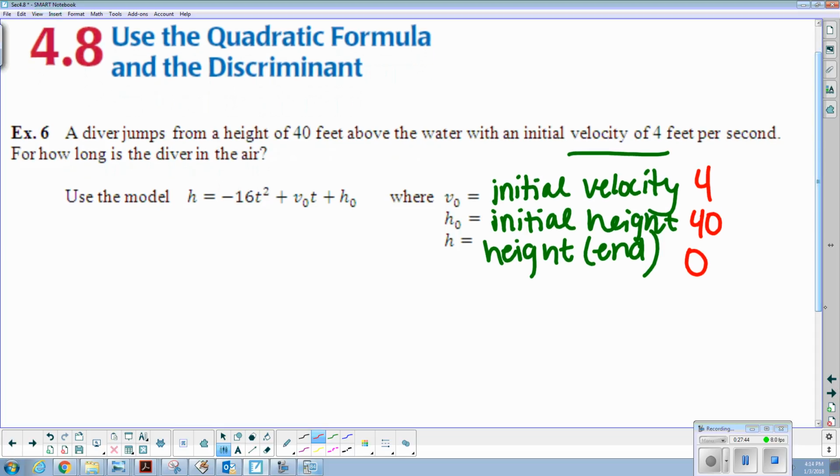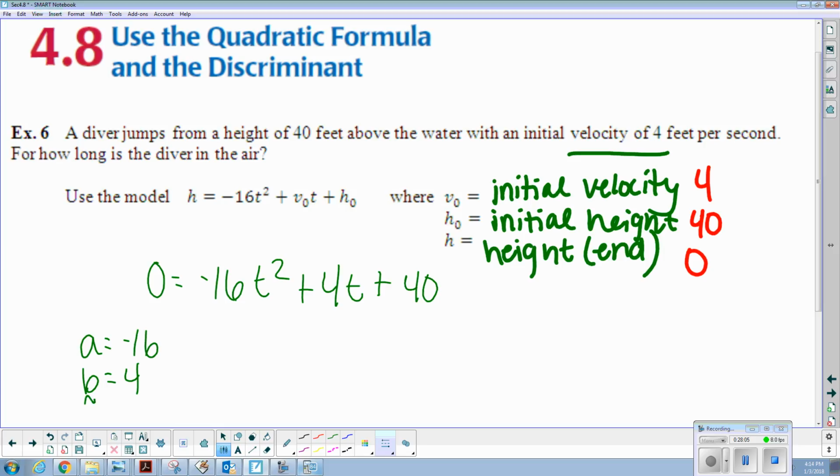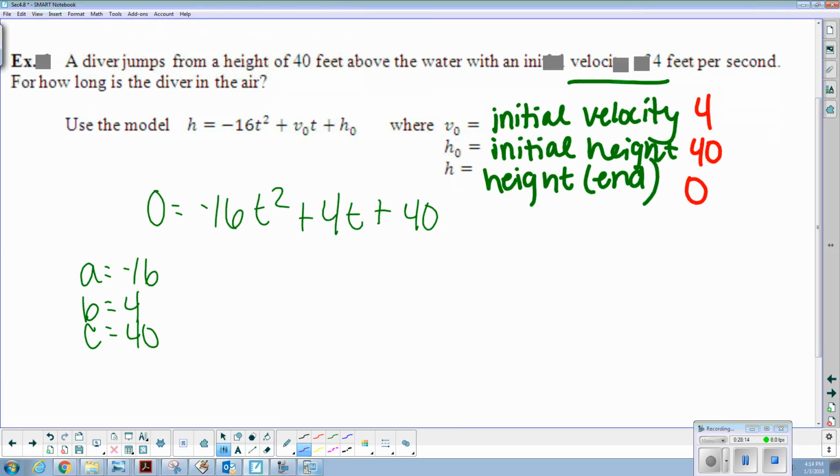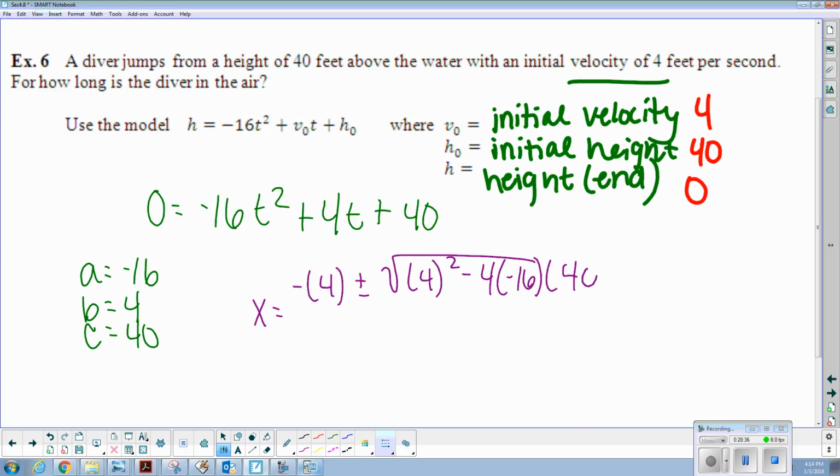So we can use the quadratic formula, but first we need to write it out. So we need to write out our equation. So we have 0 equals negative 16 t squared plus 4t plus 40. It's already in standard form. Our a is negative 16, our b is 4, and our c is 40. Now we can plug this into the actual quadratic formula. And that gives us x is equal to negative b plus or minus the square root of b squared minus 4 times a times c all over 2a, and then you'll just have to simplify.